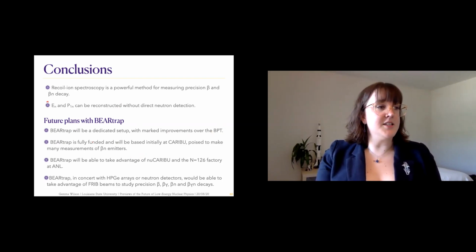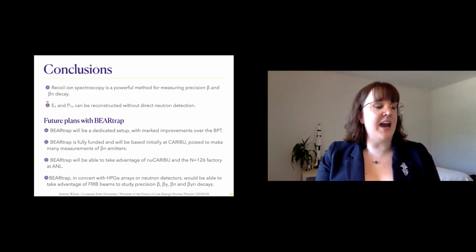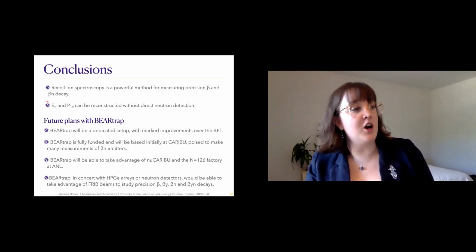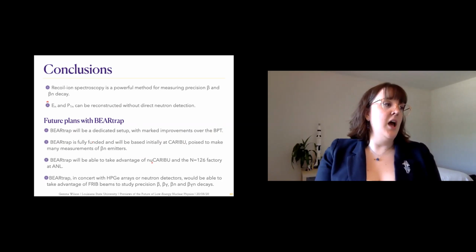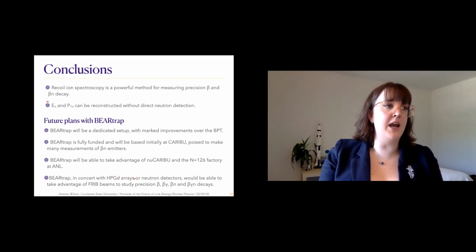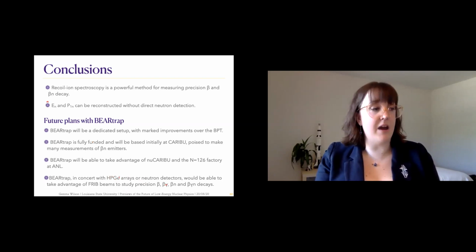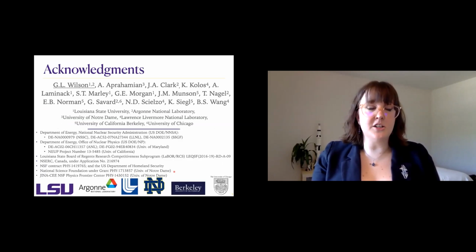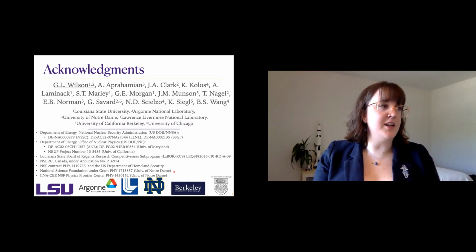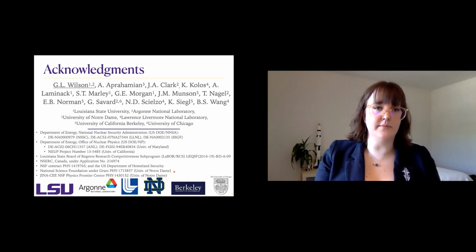And when we've taken some measurements at Caribou and while waiting for New Caribou to come online, we have a lot of things to measure. And again, to emphasize, I think BearTrap in concert with different arrays, for example germanium arrays or neutron detectors, will be a very powerful collaboration. With that, I'd like to acknowledge all of my fantastic collaborators and thank you for your attention.